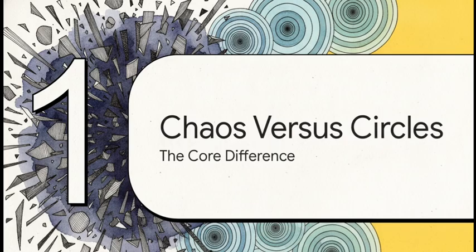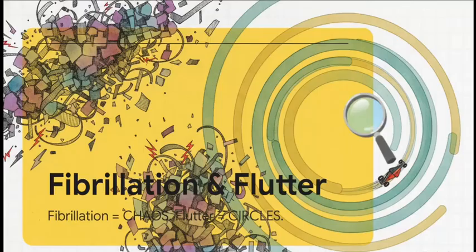Section 1, chaos versus circles. This is the overarching paradigm shift that completely separates these two conditions. Okay, so here is the absolute foundational rule. If you take literally nothing else away from this, burn this into your brain. Fibrillation equals chaos, and flutter equals circles.